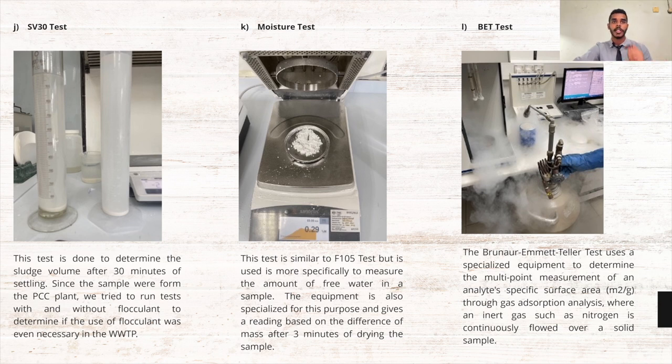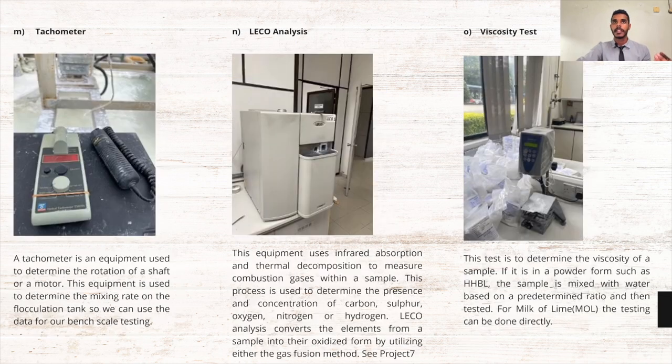The next test is the moisture test. This is quite similar to F105, but it uses specialized equipment which can automatically determine how much water is inside a sample. Next is the BET or Brunauer-Emmett-Teller test, which uses very specialized equipment with liquid nitrogen to determine the specific surface area of a given sample.